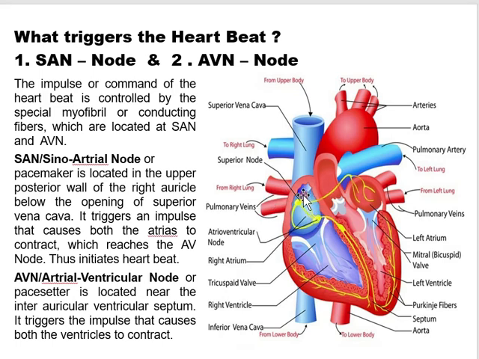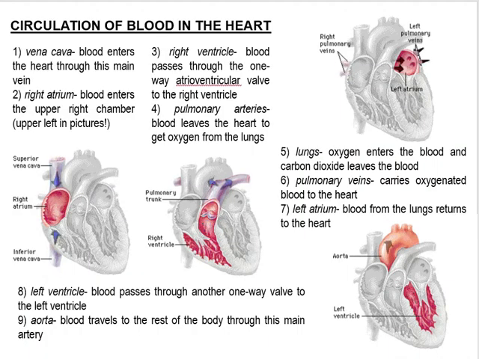The SAN, or pacemaker, initiates the heartbeat, and the AVN is a pace setter, and that causes both the ventricles to contract through the Purkinje fibers. The impulse is transmitted. Now next we will see the circulation of blood. Now let's see how the circulation of blood is occurring.